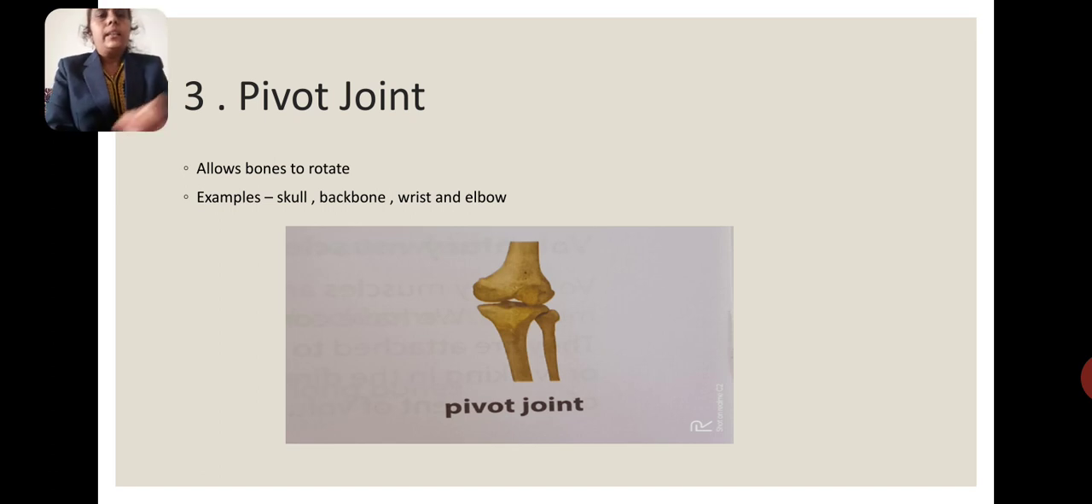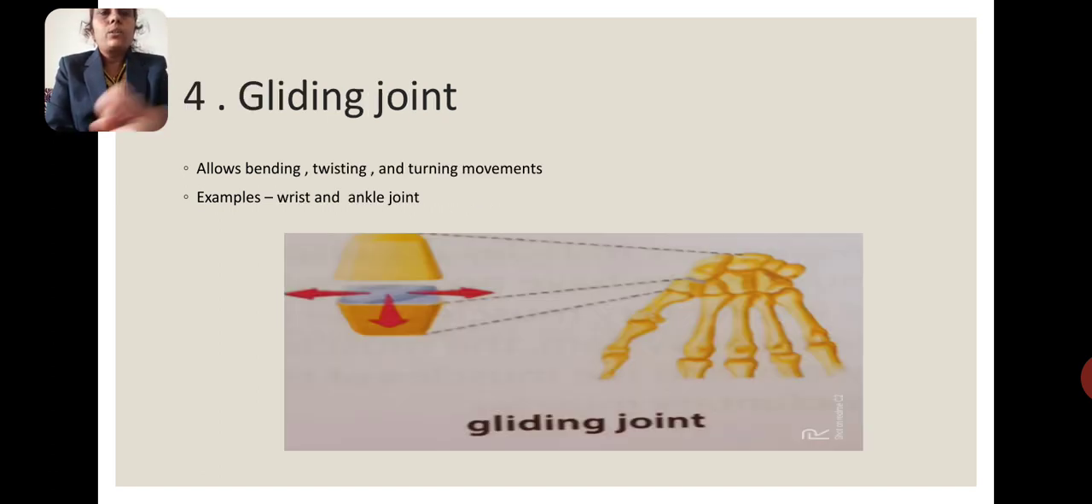Right? Now let's proceed to the last but not the least. The last one is the gliding joint. Gliding joint means this joint allows bending. We can bend our body, we can twist our body, and we can have turning movements, turning our body in other directions. This can be done with the help of the gliding joint. It allows the bones to slide over each other.